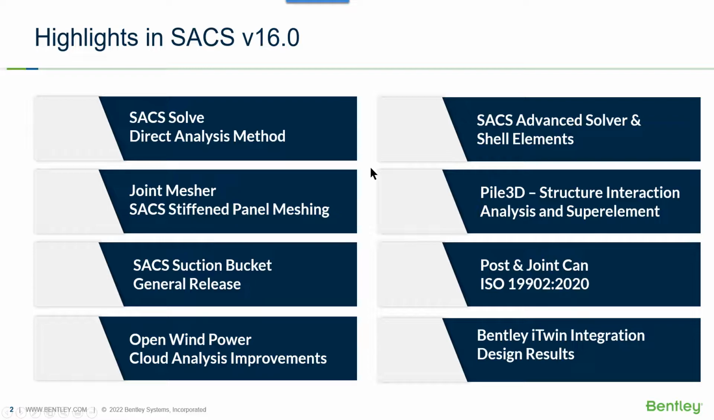As regards the pile-structure interaction analysis, we have two new features for wind turbine structures. One is for the MonoPile analysis and the other for the analysis of the suction bucket structures. As regards the post-processor, the latest ISO code is updated, and a convenient feature is added to the SACS cloud computing. Let me explain these things in detail.